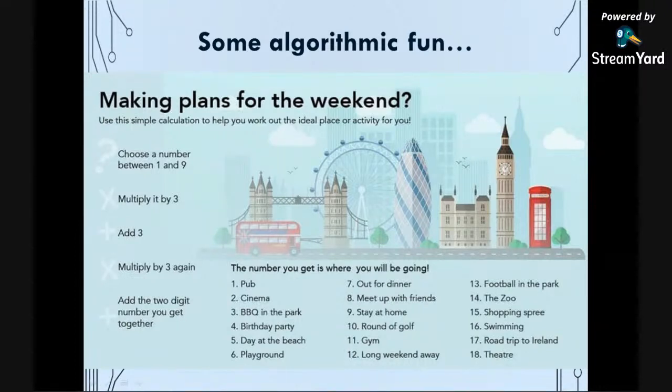So you may have noticed that if you choose a number between 1 and 9, let's say, oh, I don't know, I'll choose the number 2. Multiply that by 3, okay, that's 6, add 3, that's 9, multiply by 3 again, that gives me 27, and then I add 2 and 7 together, what does that give me? That gives me 9, okay, so where am I going to end up? Oh, I'm staying at home.